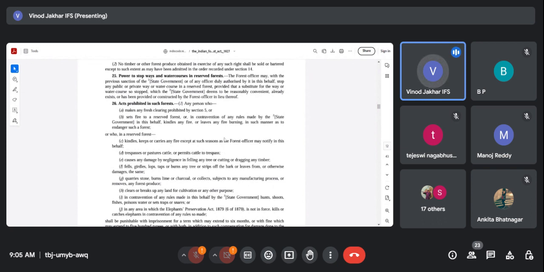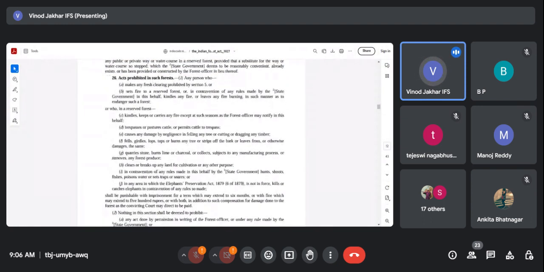I had made a small presentation, but I did not have time to make a detailed presentation, and it does not make sense to include all these sections verbatim in the presentation, because the presentation is indicative. So I thought I would write indicative things on the PPT and then show you the sections. This section is the power to stop ways and watercourses in reserve forest, but it is not very important from the interview point of view.